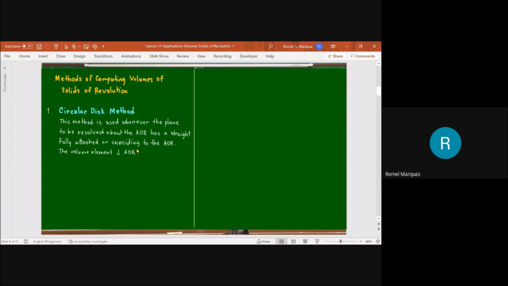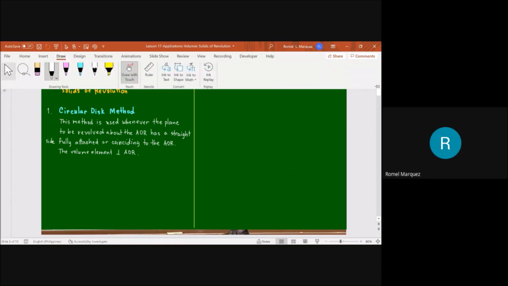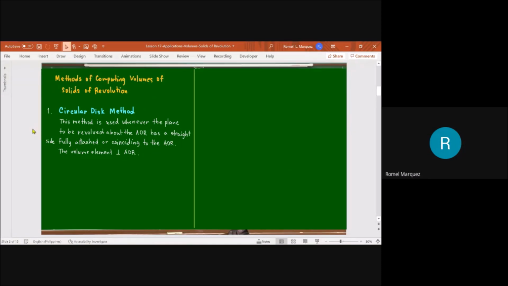is perpendicular to the axis of revolution. Okay, guys? So again, this method is used whenever the plane to be revolved about the axis of rotation has a straight line or straight side fully attached to or coinciding with the axis of revolution. Okay, guys? And then the volume element is perpendicular to the axis of revolution.